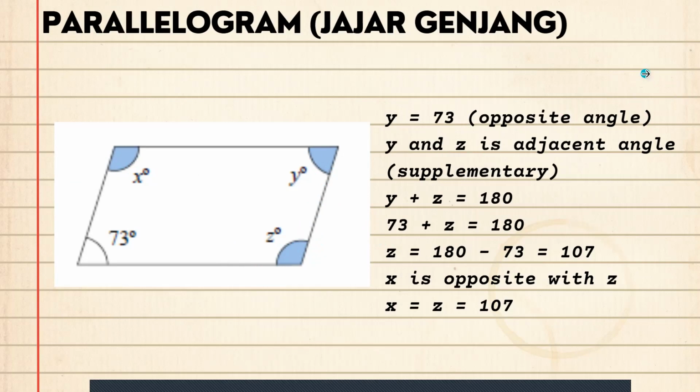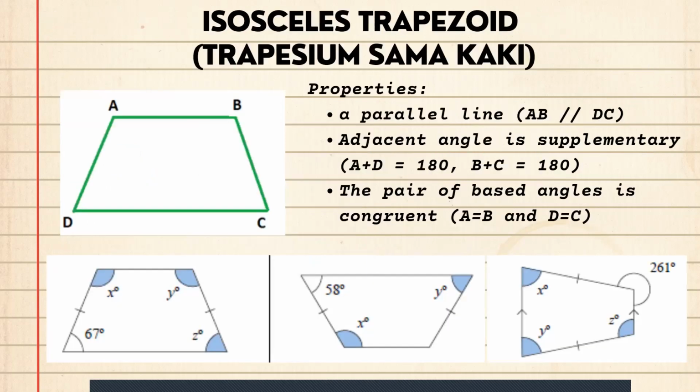Okay, let's move to the next quadrilateral, which is called isosceles trapezoid, atau bahasa Indonesianya trapesium sama kaki. The properties: it has parallel lines AB and CD. Adjacent angles are supplementary, like the previous one. A and D added together will be 180. B plus C is 180. And this is the special property: the pair of base angles is congruent.